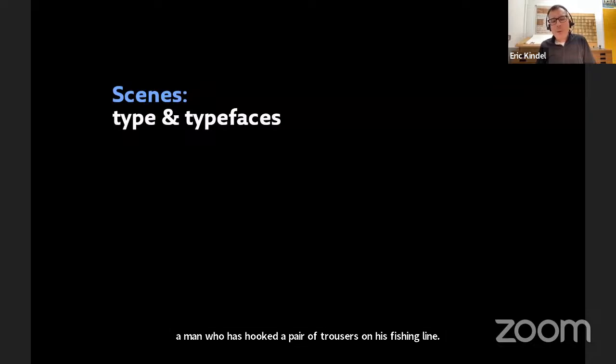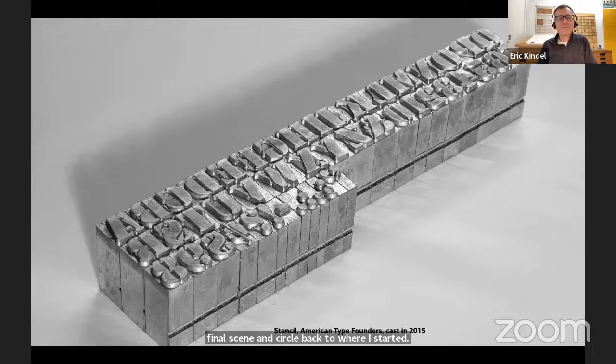So with that image in our minds, I'll now turn to my final scene and circle back to where I started, type and typefaces. Soon after I began research on stencil work, my interest in stencil typefaces waned as I turned my attention to the artifacts and activities of actual stenciling. Behind this change was the thought that a stencil typeface is a kind of contradiction, which is summed up by this image of ATF stencil cast as metal type.